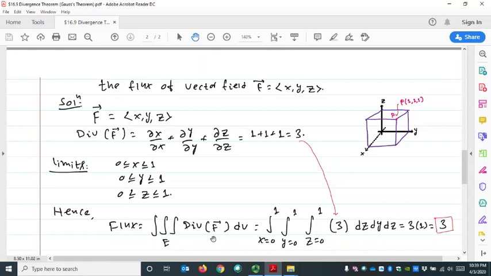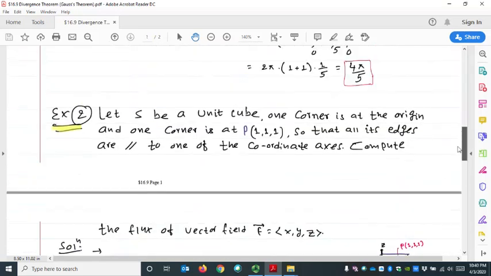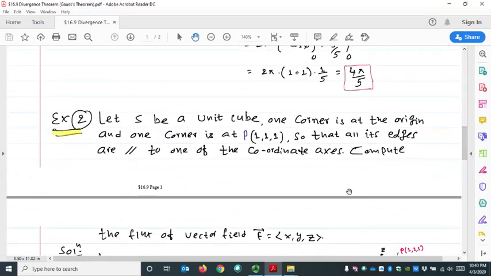And this equals the divergence of F, which is 3, with the z integral, y integral, x integral, with respect to dV, which is dz dy, sorry, that should be dx. It's a typo there. The integrand function is constant, so we simply multiply by the upper limits. So 1 times 1 times 1 times 3, which is 3. So we found the flux of the unit cube.